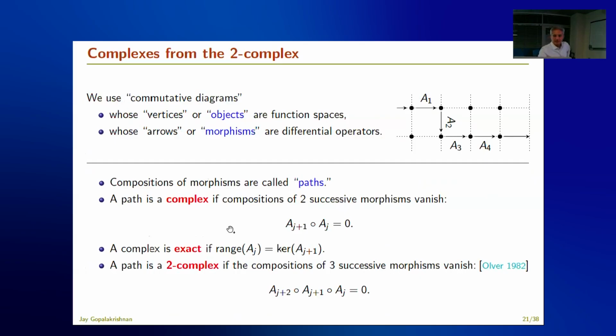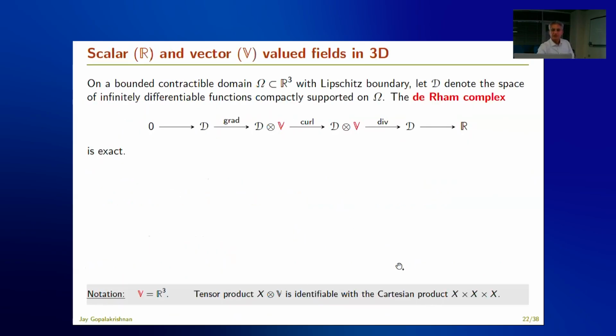And exactness, of course, is that the range of one operator is equal to the kernel of the succeeding. And that's an important concept for complexes. For 2 complexes, we won't speak of exactness.